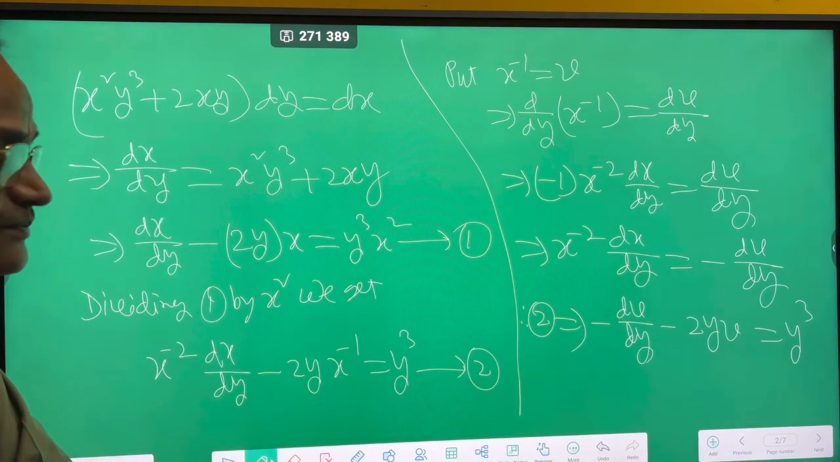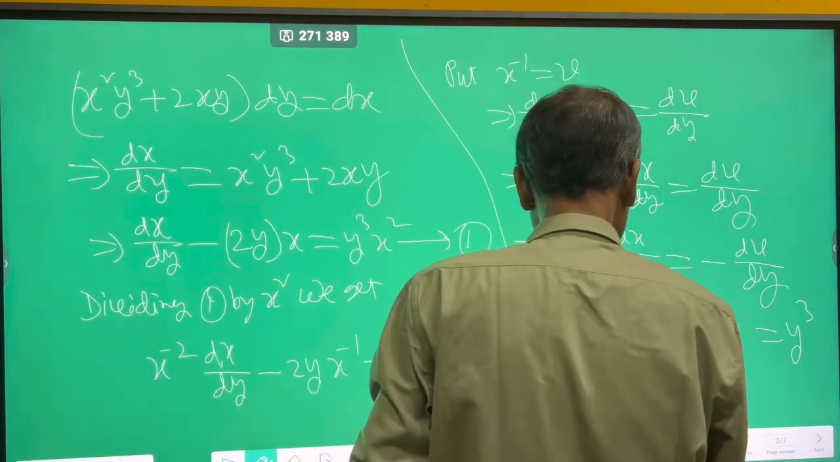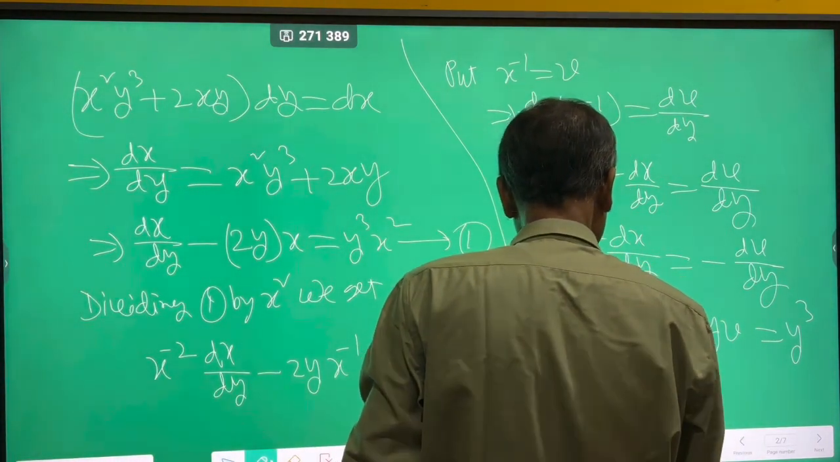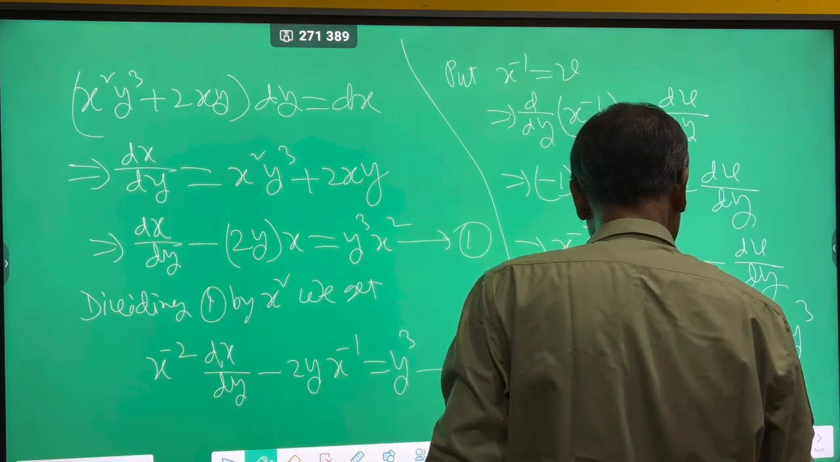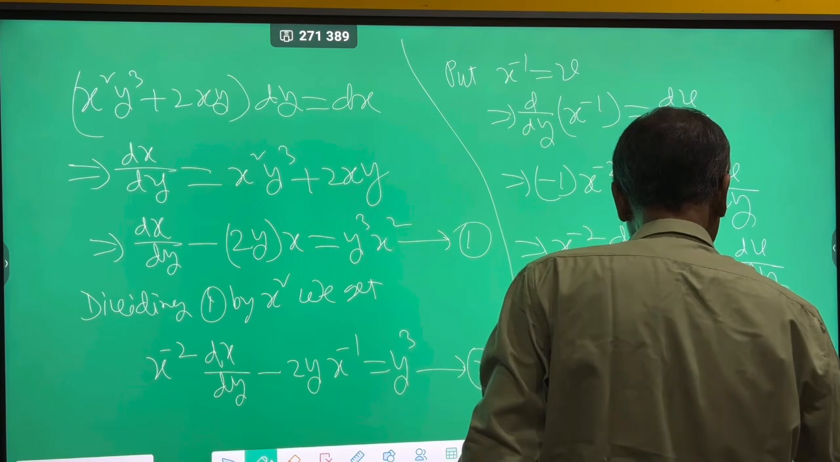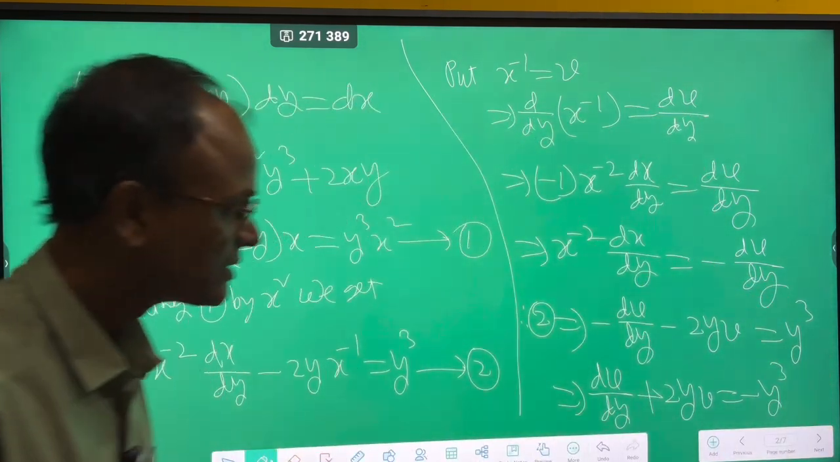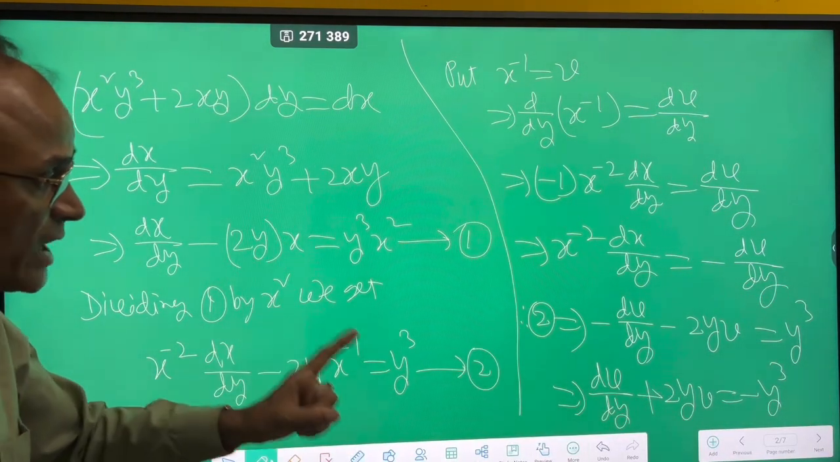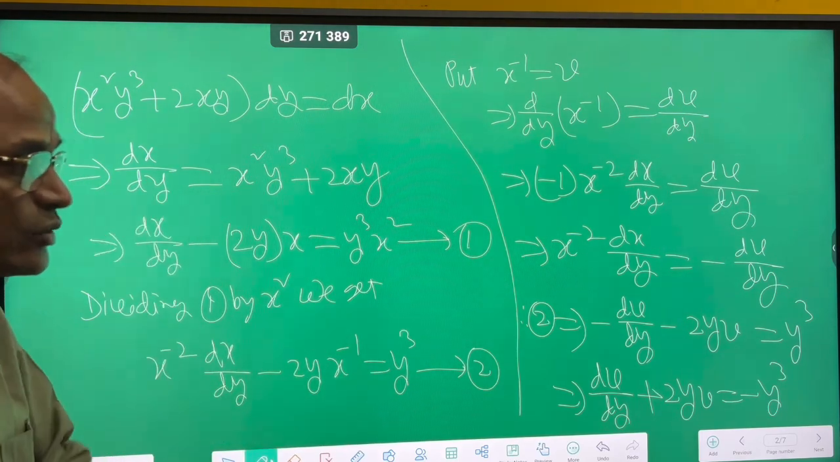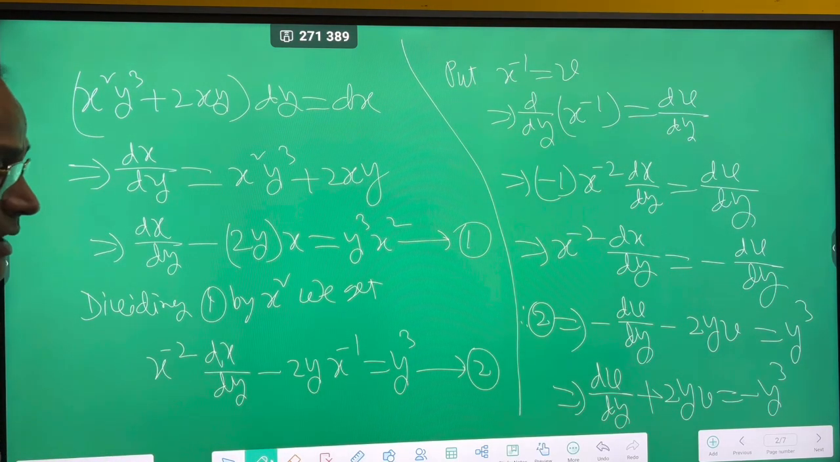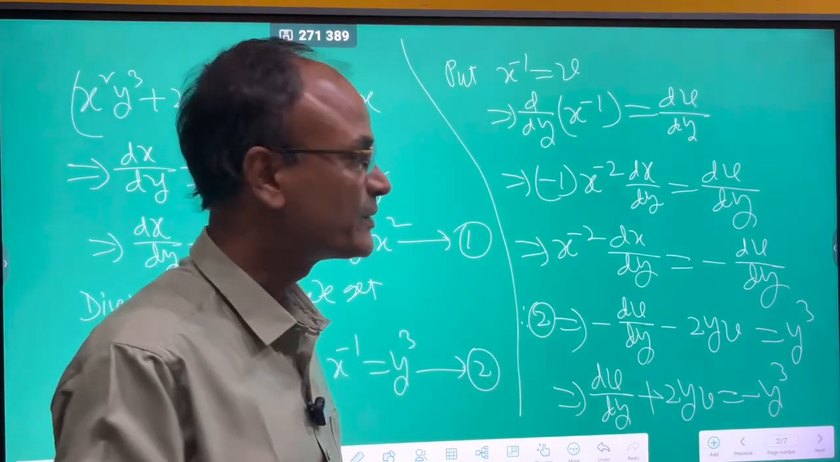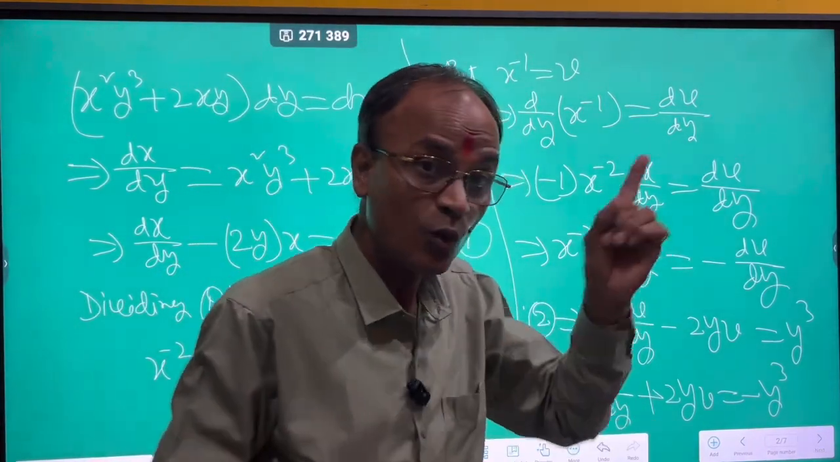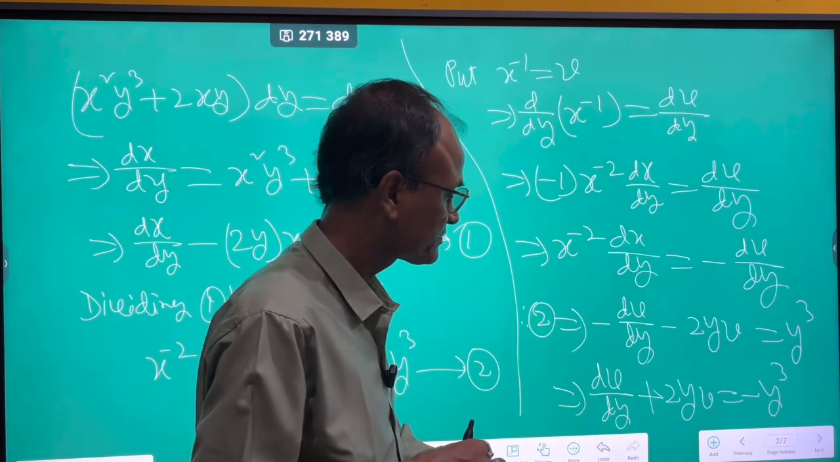This is equal to y cube. Or dv by dy plus twice y v equal to minus y cube. This is linear in v with y as independent variable.